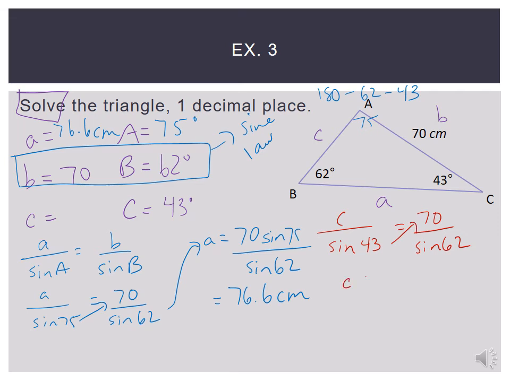Cross multiply. C equals 70 sine 43 over sine 62. Type that in just like you see it. 70 sine 43 divided by sine 62. And when you round, you should get 54.1. So 54.1 and then centimeters. And those are all centimeters. And you have successfully solved the triangle using Sine Law.